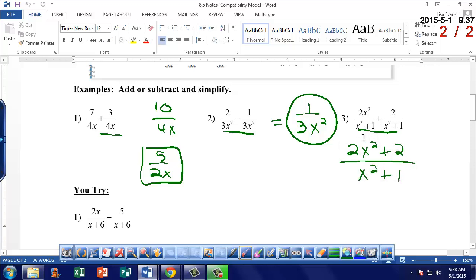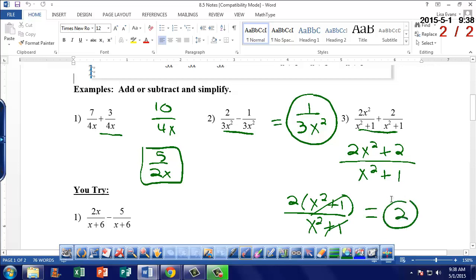In the numerator, if you can simplify, simplify. We can factor out a 2, so I'm going to be left with x squared plus 1. If you take a look, the denominator is the same thing, so those actually divide out, and in this problem, I'm left with just 2. Okay, so go ahead, take a minute to pause the video and try this first. You try on your own.